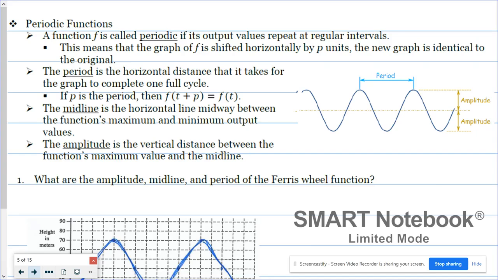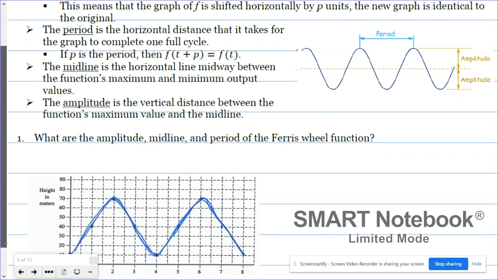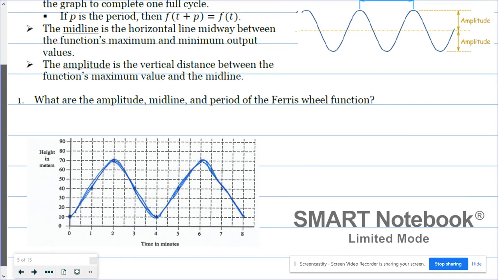So let's see what period, midline, and amplitude look like in our Ferris wheel function. So amplitude is the vertical distance between the function's maximum value and the midline. So if we're going to identify amplitude, it'd be helpful to identify the midline, which is just that horizontal line midway between the max and mins. So if we look at this function here, my midline is at 40.